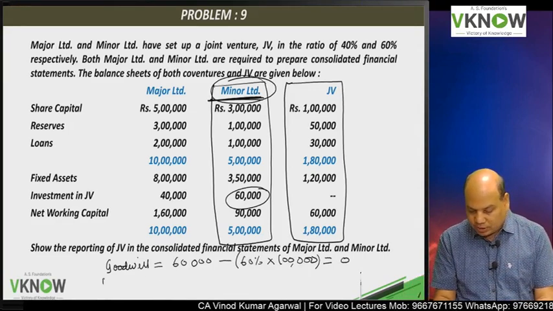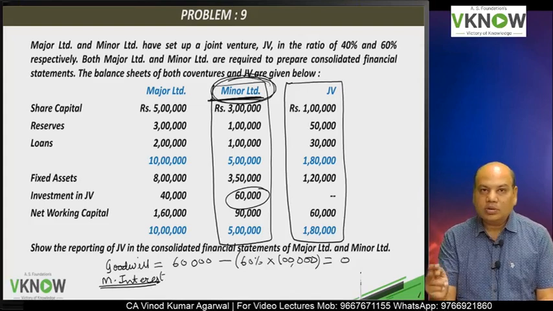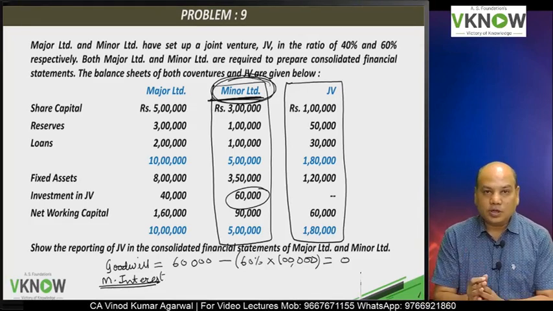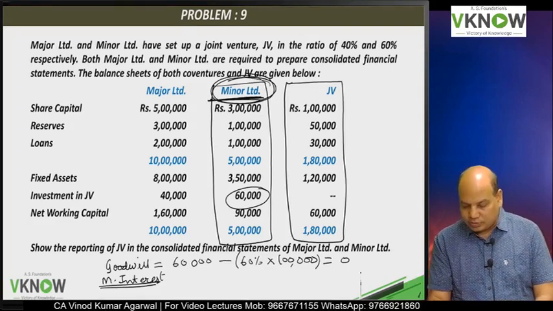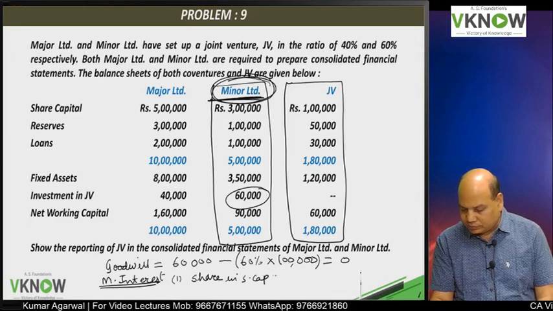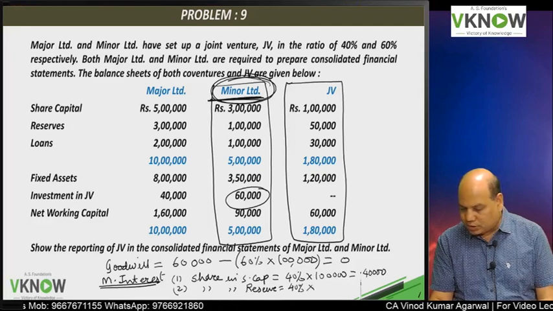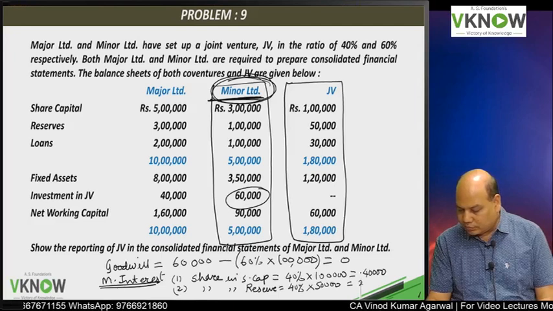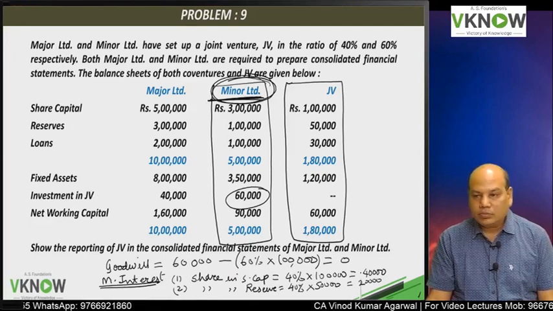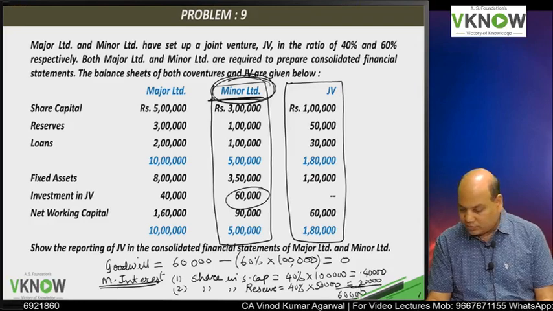And one more working note they will prepare is minority interest, because now you are a parent company but holding only 60% share. For the 40% you will have to compute minority interest. So minority interest will have two calculations: share in share capital, which will be 40% of 1 lakh, 40,000, and second, share in reserves. I hope you have studied AS21. If you have not studied AS21, then don't try this question, then it will be difficult. So that is 20,000. So total minority interest in the consolidated balance sheet will be 60,000.